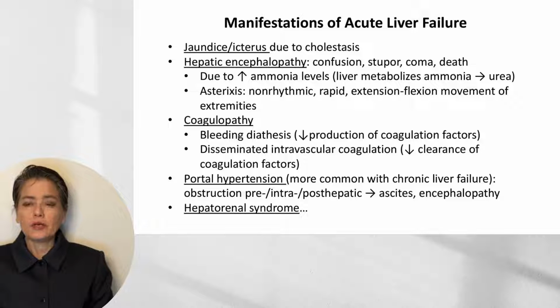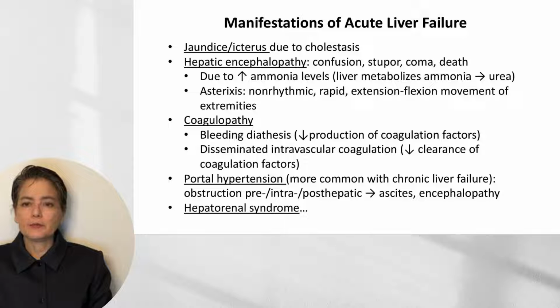With acute liver failure, we can get coagulopathy, which can manifest as a bleeding diathesis because, as you're well aware, the liver makes coagulation factors, and when it is failing and we have massive necrosis, there will be a decreased production of coagulation factors. However, on the other hand, we can present with clotting, with disseminated intravascular coagulation, because one of the liver's roles as well is to clear coagulation factors from the blood. So we have decreased clearance, so there's a balance here between bleeding and clotting.